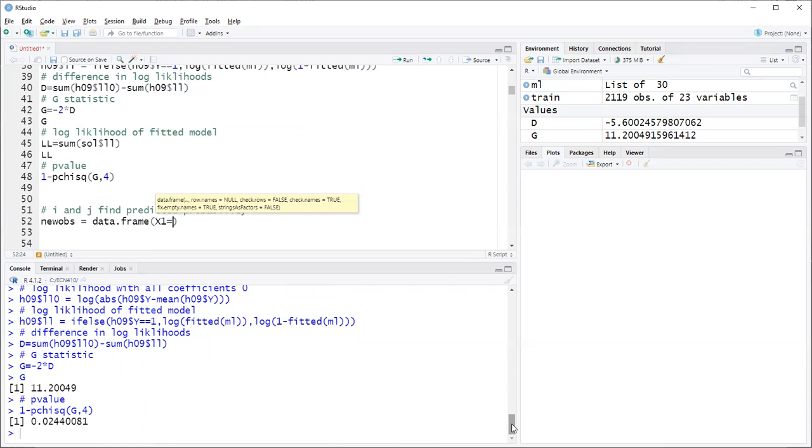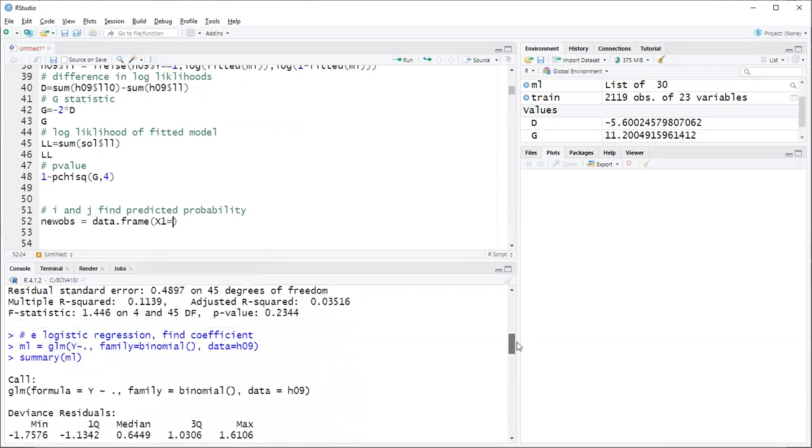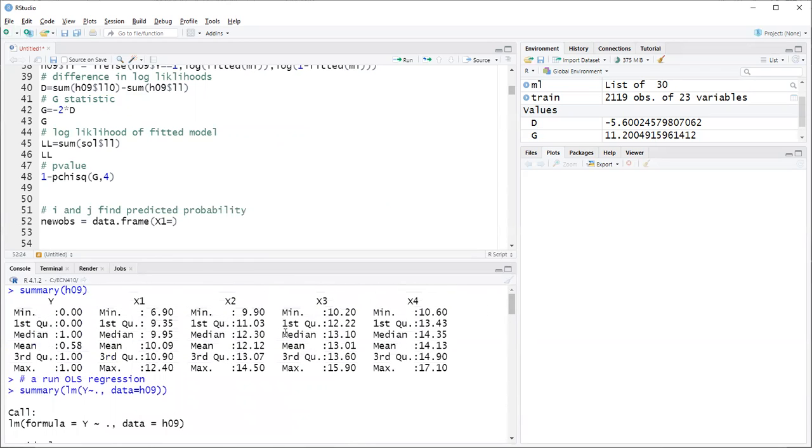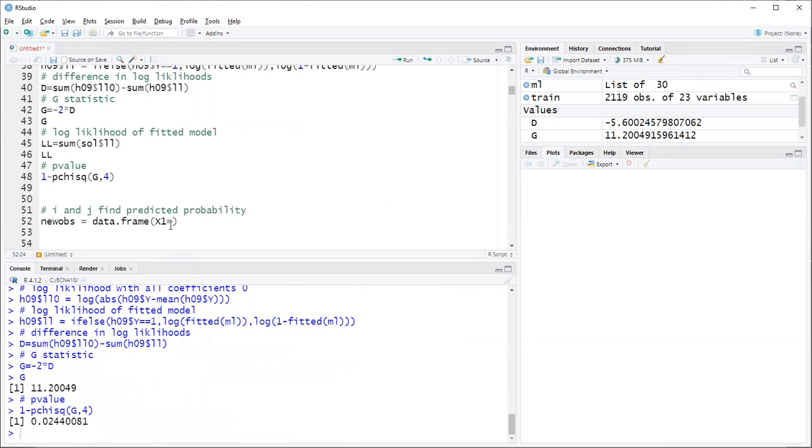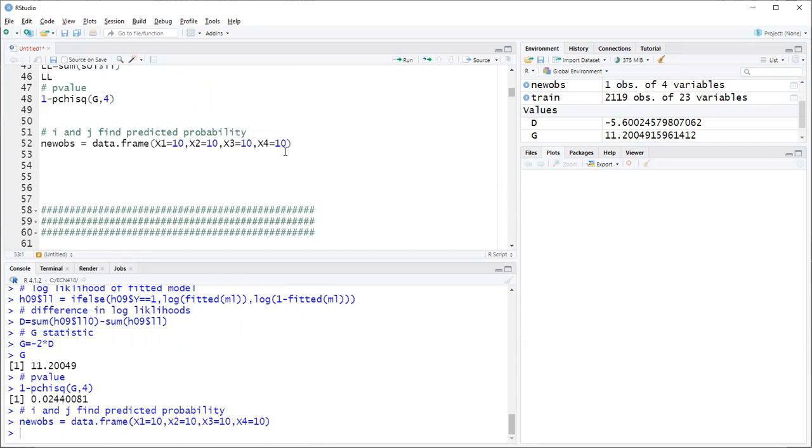For this purpose, let's just go ahead and go back and look up at the summary for the data, the 5-number summary, and eyeball around the mean. Looks like maybe values of 10 are okay, right? So 10, maybe let's just go with things like that. So let's say x1 of 10, x2, let's just say it's 10 also, x3 is 10, x4 is 10. So we have this new observation. Great.